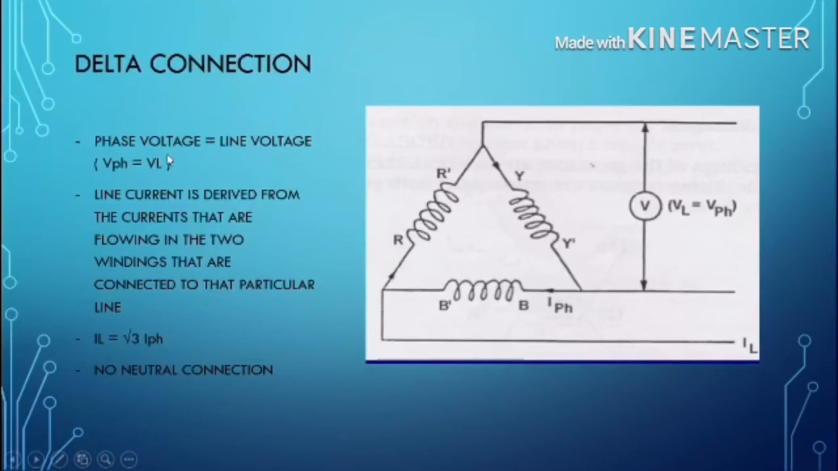In the delta connection, you can see the phase voltage is equal to the line voltage. If you get the phase voltage, you can also get the line voltage. The line current can be obtained from the currents flowing in the two windings that are connected to that particular line. The line current is √3 times the phase current. In this delta connection, there is no neutral connection.